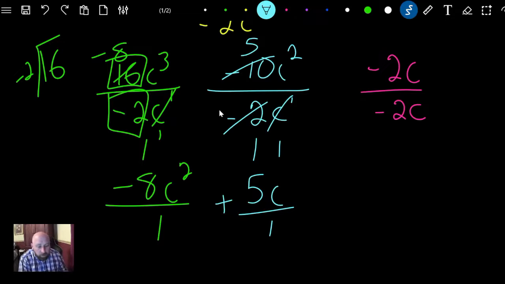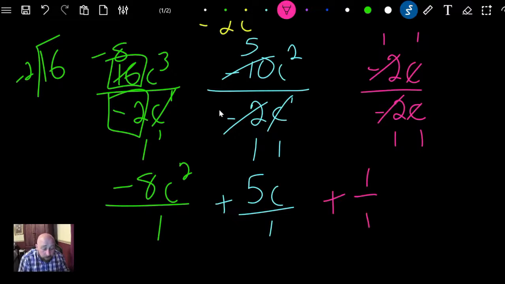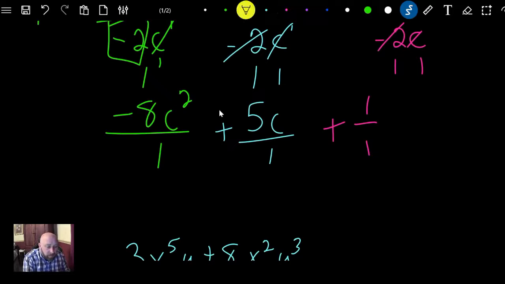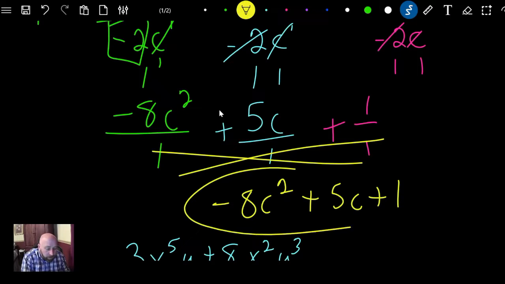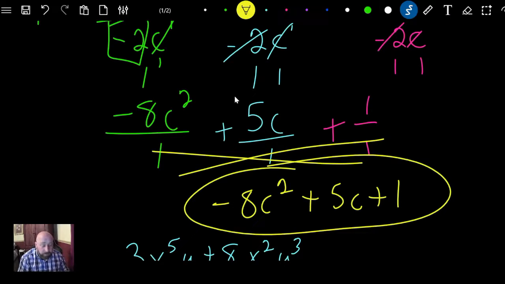And then here, notice we have a negative 2c divided by a negative 2c, and that just cancels. Everything cancels right there. This is going to be a positive because we have negative, negative, so that's a positive 1 over 1. We can rewrite this to look a little bit better. All of our denominators are 1s, so we don't need the denominators. So we have negative 8c squared plus 5c plus 1. And that would be your answer to that one.